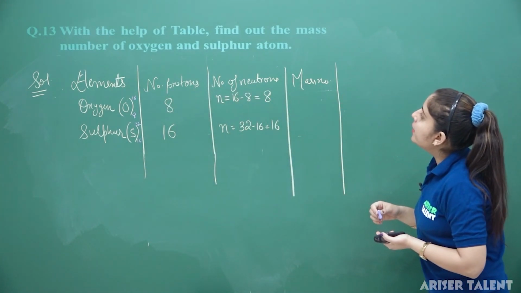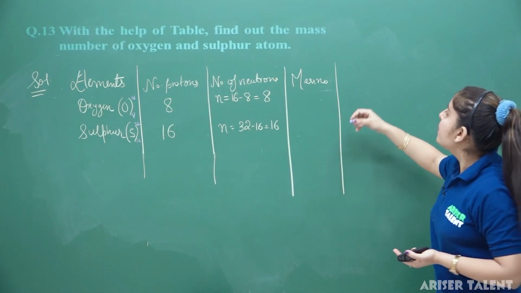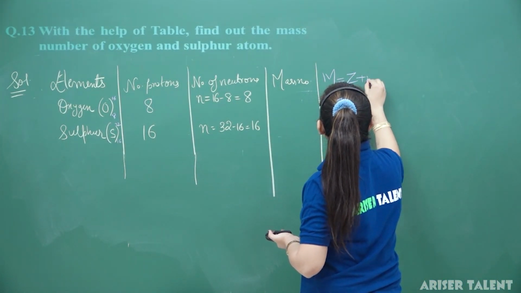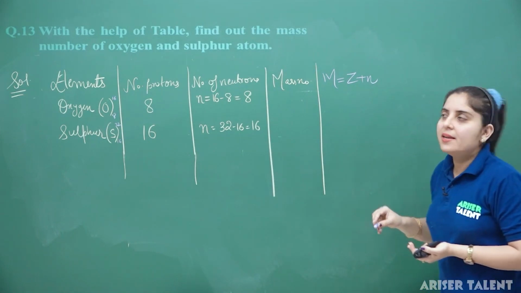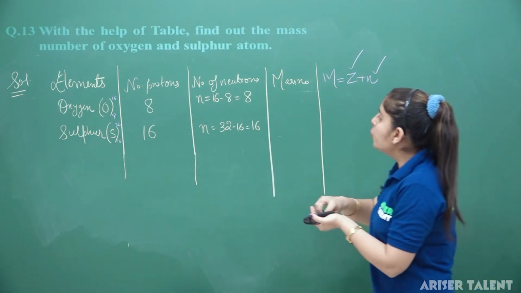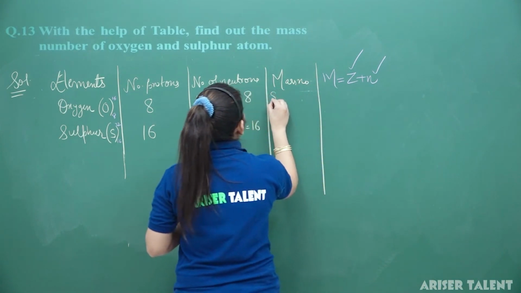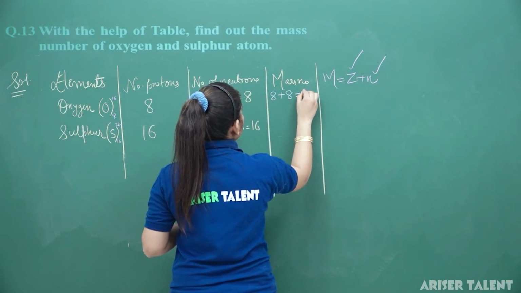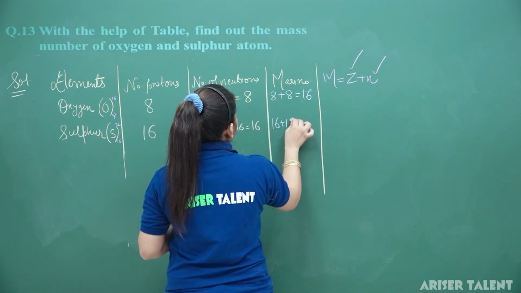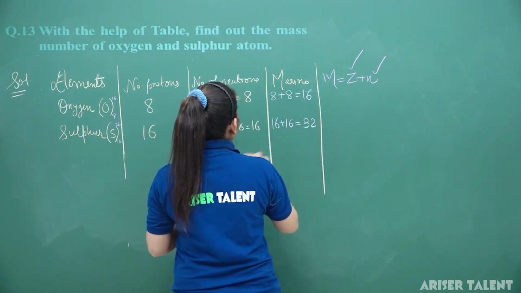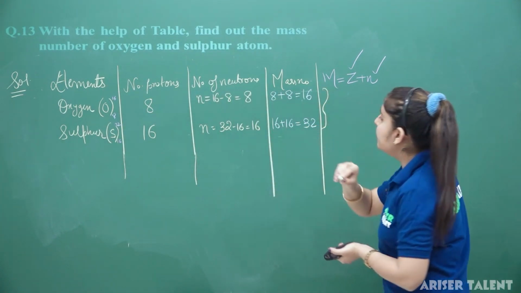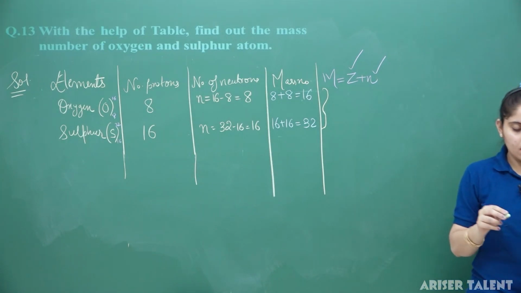Now we want to calculate the mass number of oxygen and sulfur atom. So we have a formula for calculating the mass number, that is equal to Z plus N. Z here is the atomic number and N here is the number of neutrons. So what we will do? We will do 8 plus 8 gives us 16 and 16 plus 16 gives us 32. So these are actually the mass numbers for oxygen and sulfur.